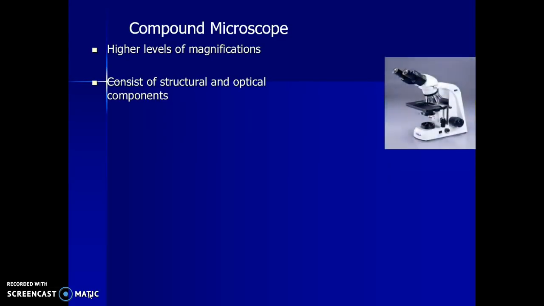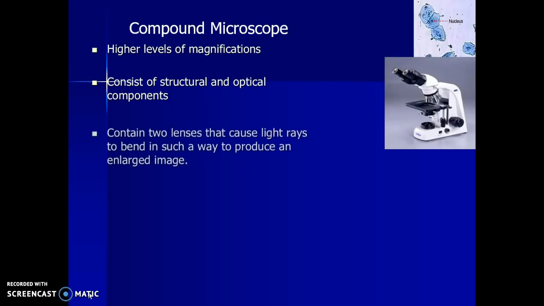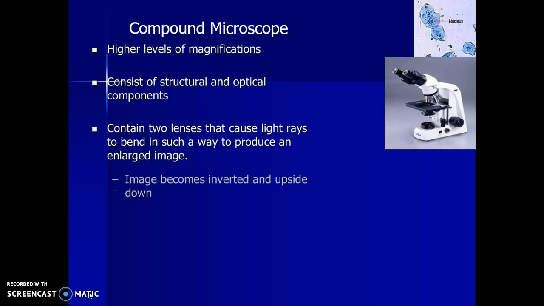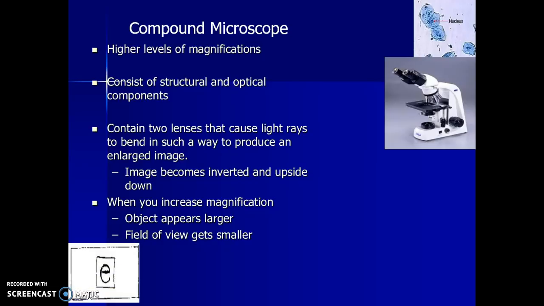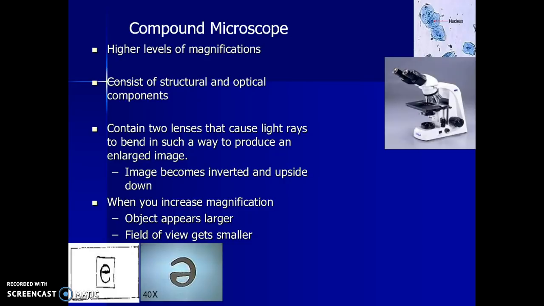A compound microscope contains two lenses that cause light rays to bend in a way that produces an enlarged image. It consists of structural and optical components. A compound microscope inverts the image and makes it upside down. With increased magnification from 40x to 100x, the object becomes larger and the image becomes smaller.